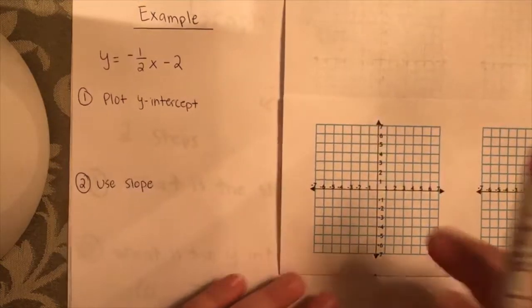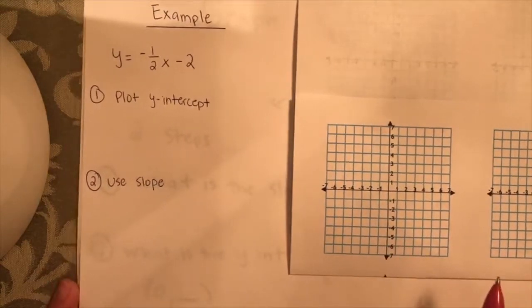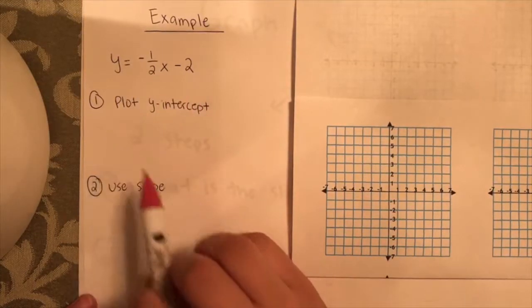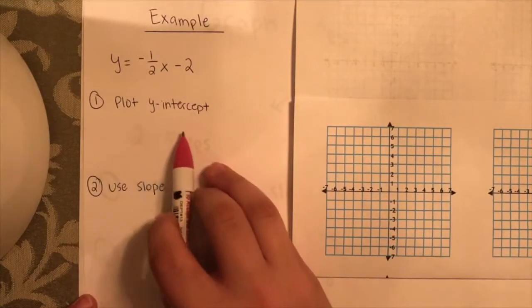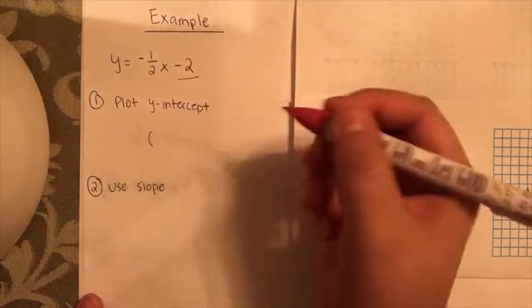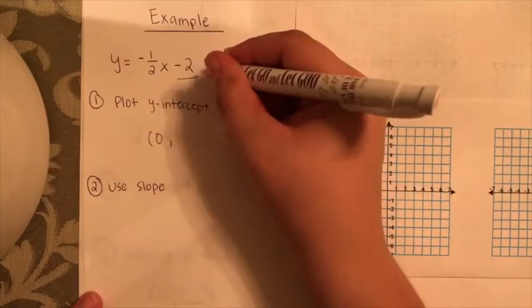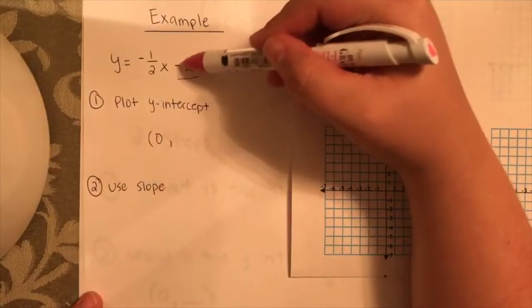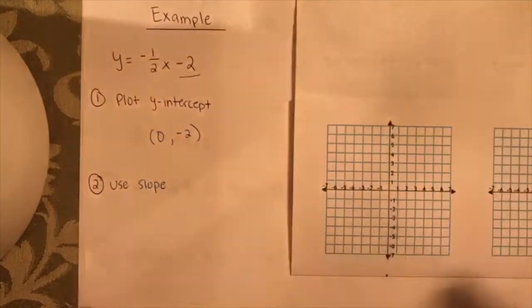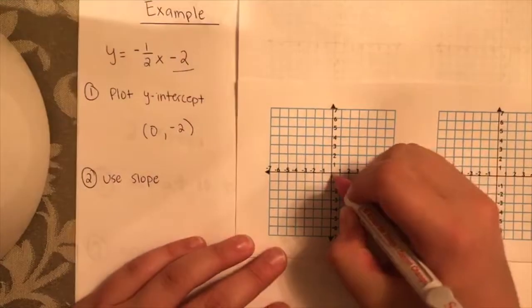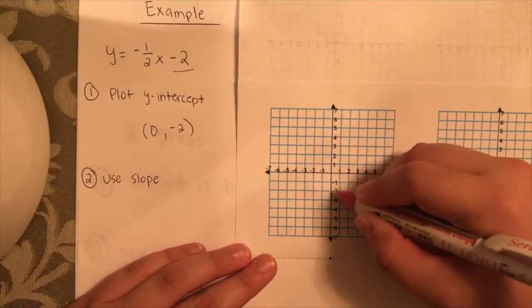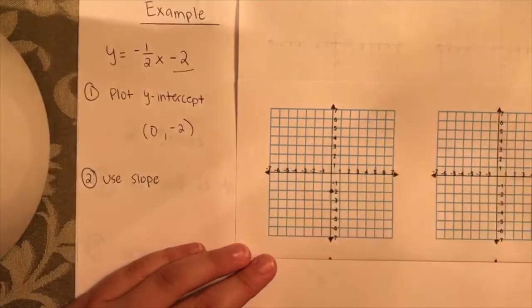Okay, here we are. This first example, we have y equals negative 1/2 x minus 2. So first step, plot the y-intercept. What is the y-intercept? This whole thing, right? Let's write it as an ordered pair. Remember, it's 0, whatever this is. You see the negative sign? We have to take that with us. So 0, negative 2. So let's plot that on our graph. So we start at the origin. 0 doesn't move any, and then negative 2 is down 2. All right, there we are.